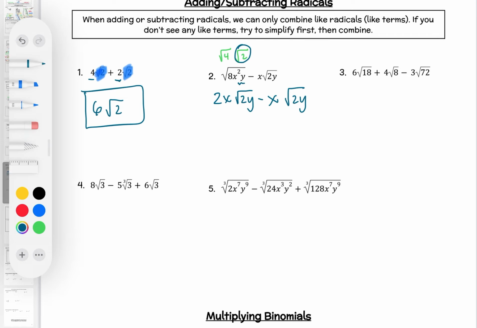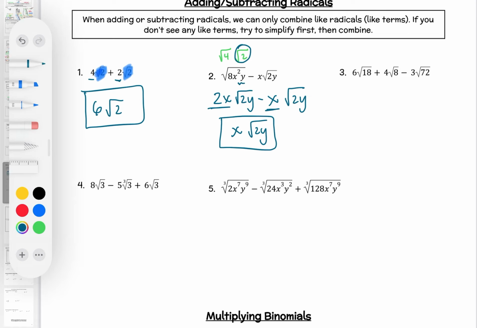All right, now that we've simplified, they have the exact same radicand, so we can just subtract what's on the outside. We have 2x minus x, which would just be x square root 2y. And that would be your final answer.